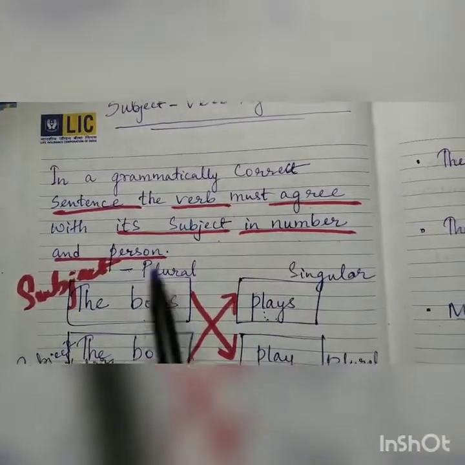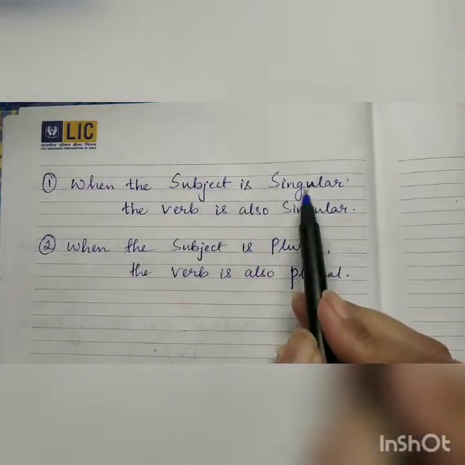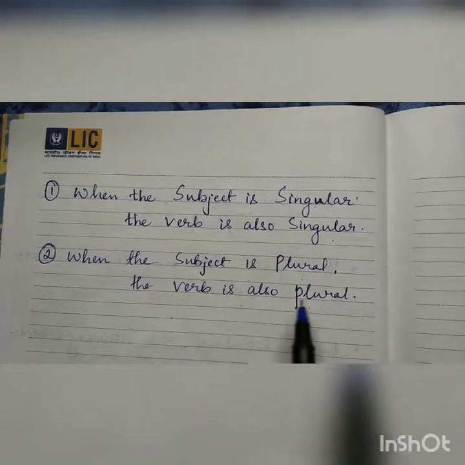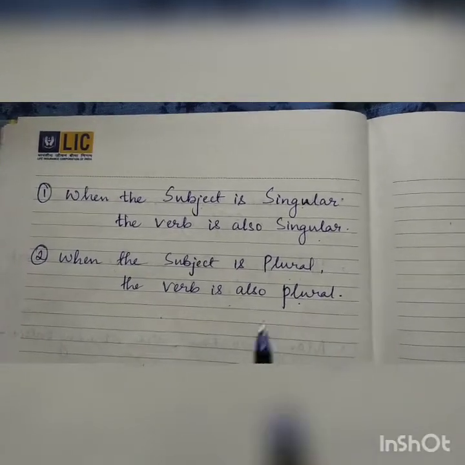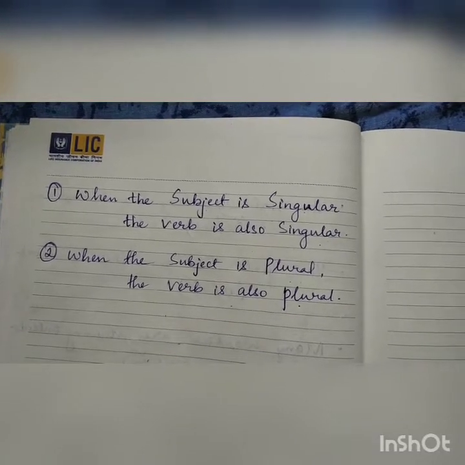subject in number and person. So when the subject is singular, the verb is also singular, and when the subject is plural, the verb is also plural. So there are some rules regarding this subject-verb agreement which we will discuss in our next class.